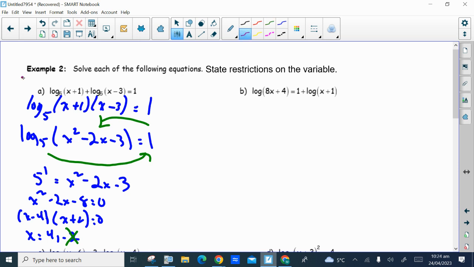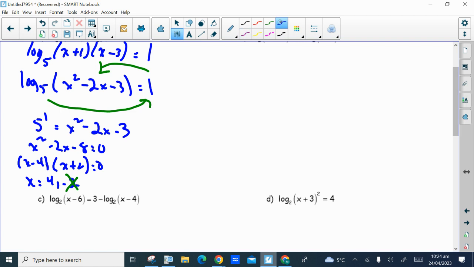But we can also get our restrictions by taking each argument and saying it must be greater than 0. So therefore, x must be greater than negative 1 is one of those. The other argument, x minus 3, must be greater than 0. So x must be greater than positive 3. Again, you need to take the one that satisfies both, which is that x must be greater than 3. That is our restriction. And our answer of 4 is yes.